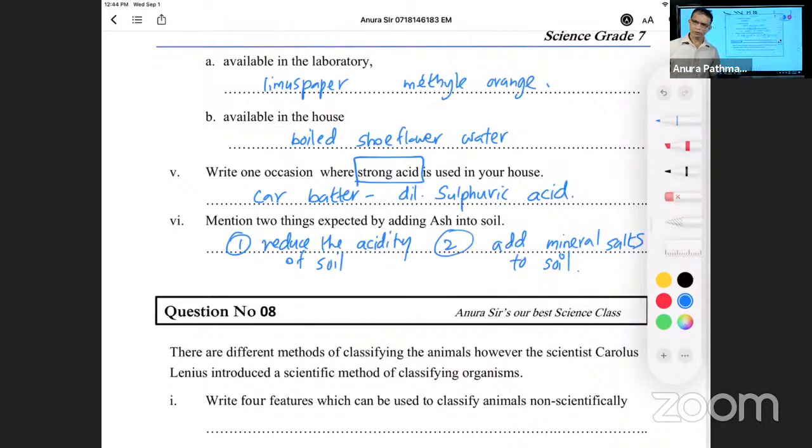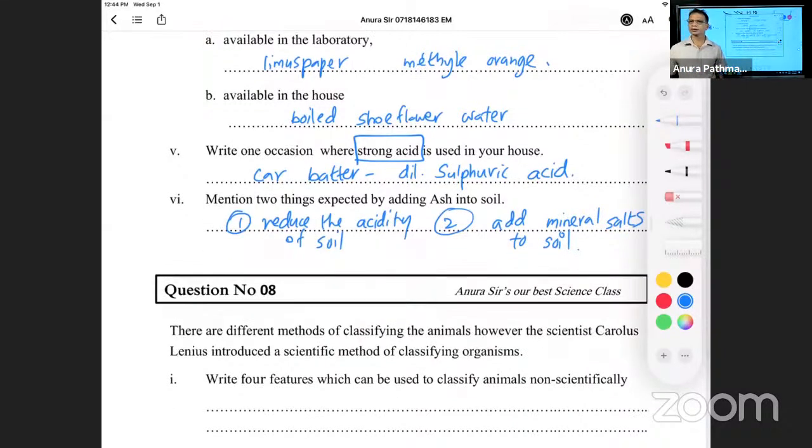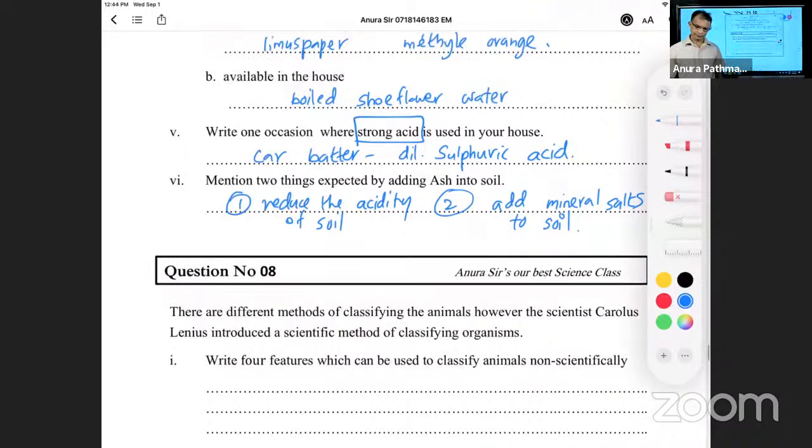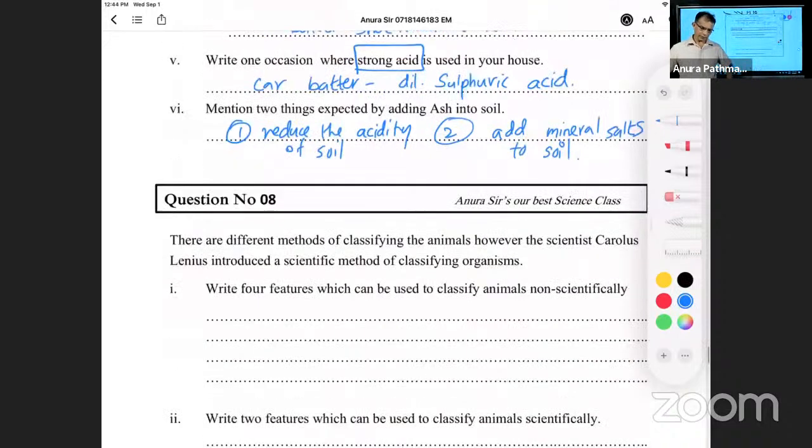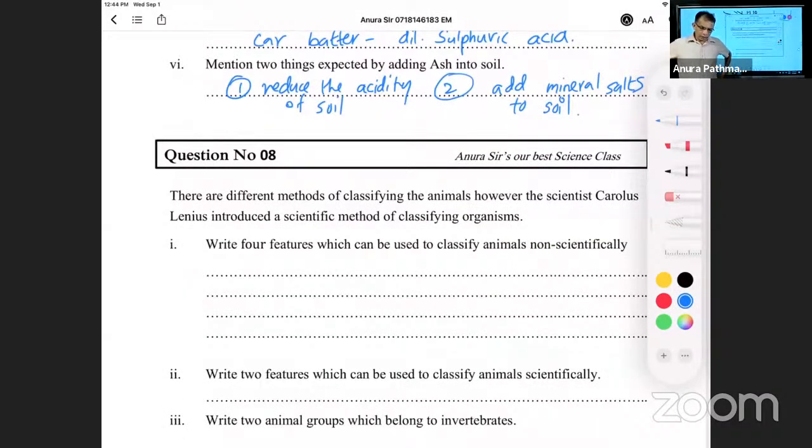Excuse me, sir. Yes. Is sodium bicarbonate right for a base? Yeah, it's there, exactly. 8. Okay, sir, thank you.